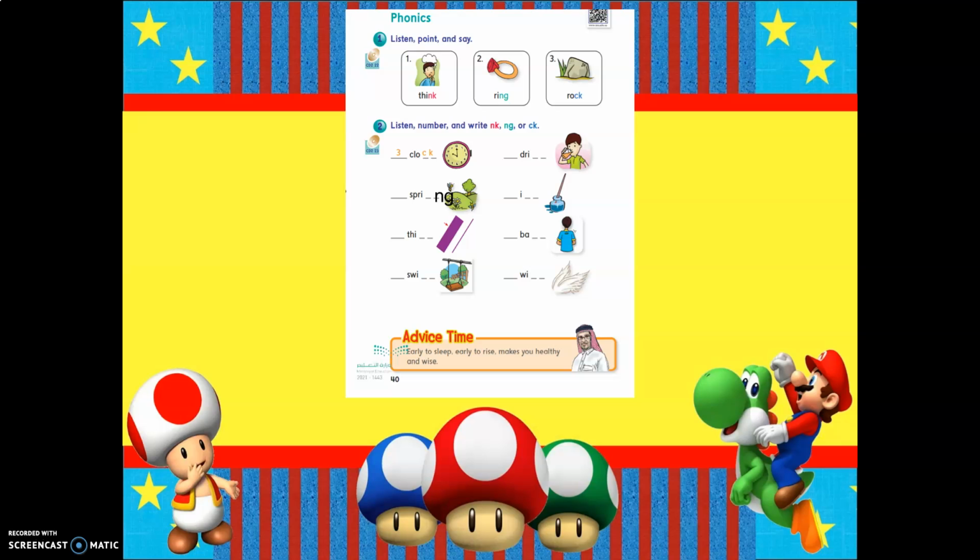Phonics. Exercise 1. Listen, point, and say. Listen to words that end in NK, NG, and CK. Think, ring, rock. Good. So, exercise 2. Listen, number, and write NK, NG, or CK.